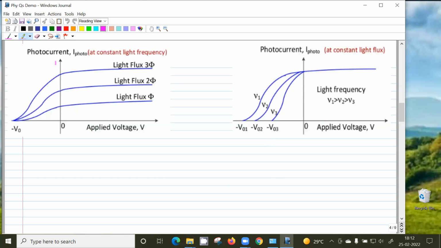The y-axis is current and the x-axis is applied voltage. Same thing here, but we're using different parameters. In this first graph, we see how the current changes with respect to voltage when we change the intensity of the light. So the intensity of the light is changing the saturation current.